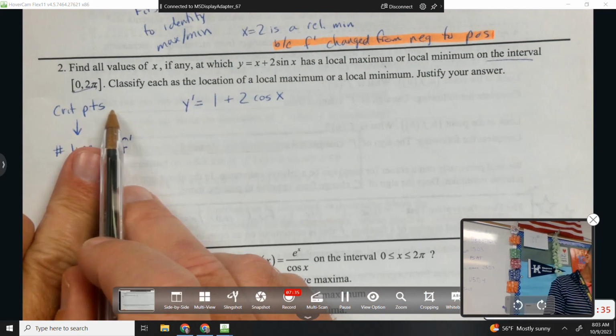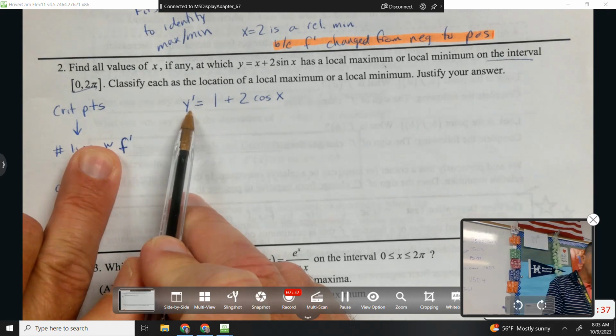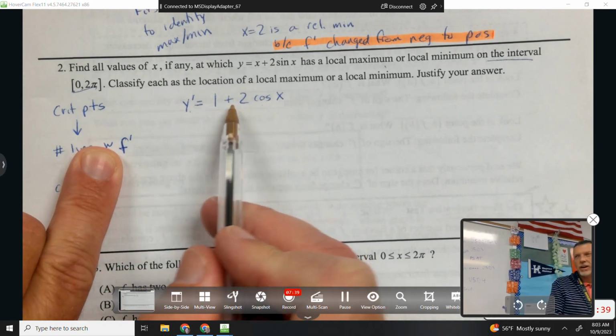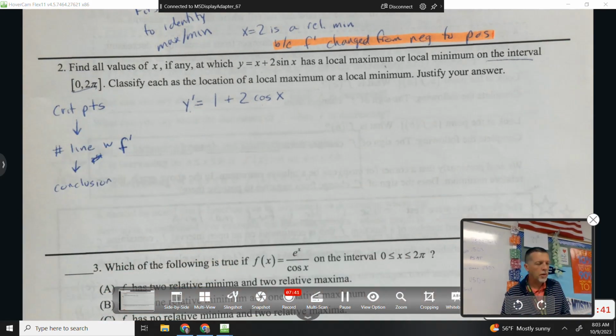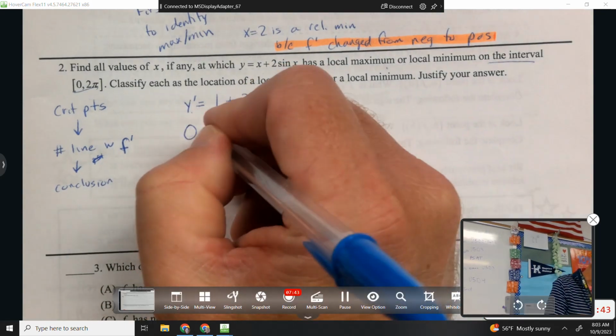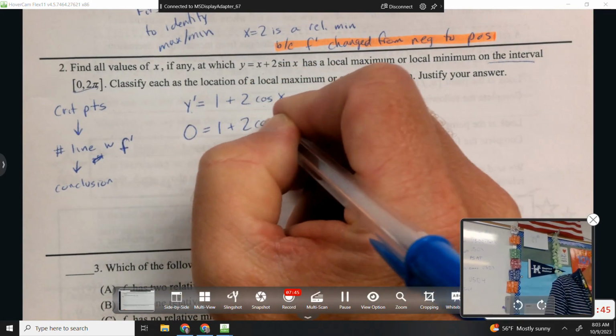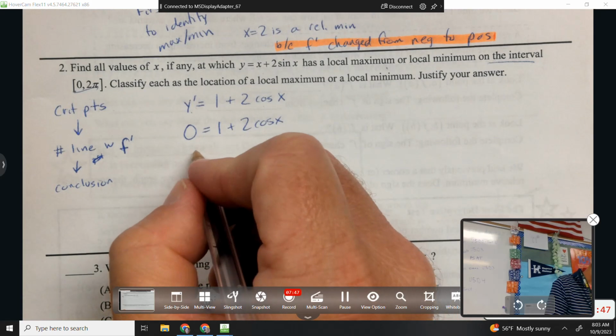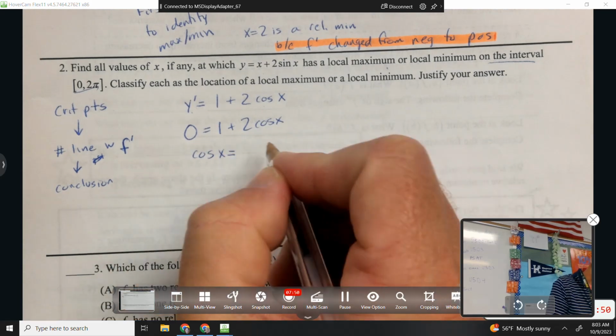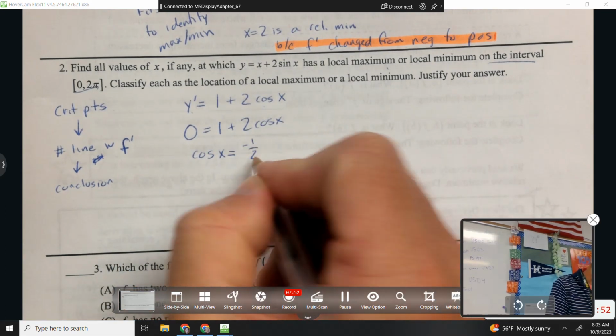Okay, critical points are where y prime is 0 or undefined. It's not undefined anywhere because cosine is continuous. We're not worried about that. So let's set it equal to 0. So cosine of x equals negative 1/2.